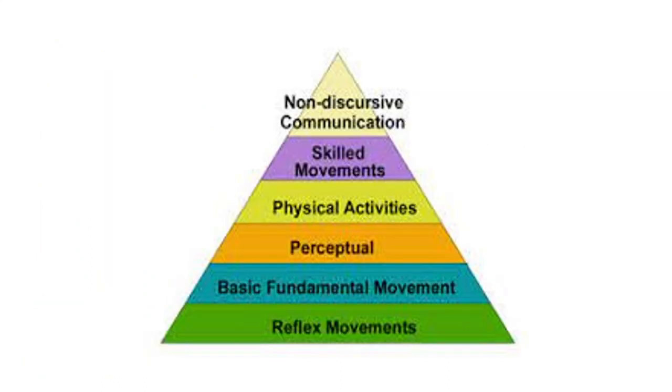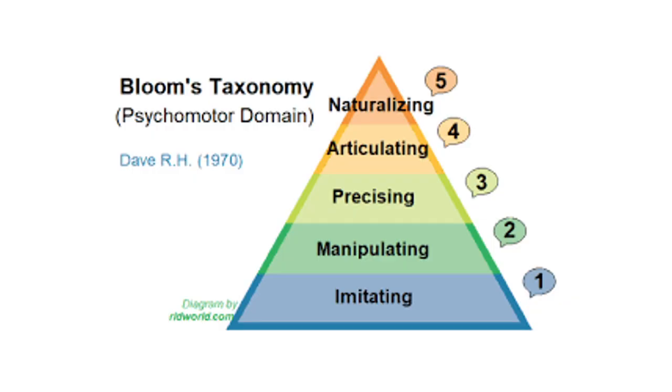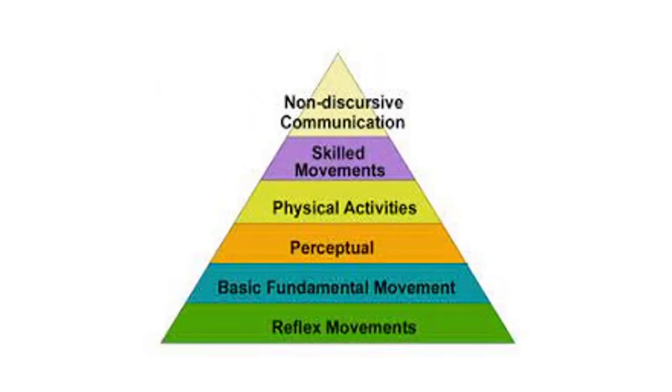Okay. So what I researched is from Harlow, not from Bloom's taxonomy. This is from Harlow, but the verbs that we will use are under Bloom's taxonomy. But I will still explain Harlow's taxonomy. Okay. We have the reflex movement, the basic fundamental movement, the perceptual, the physical activities, the skilled movements, and the non-discursive communication.